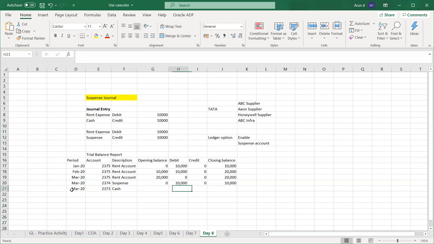And these accounts can be different in each company, right? These numbers. Yes, correct.